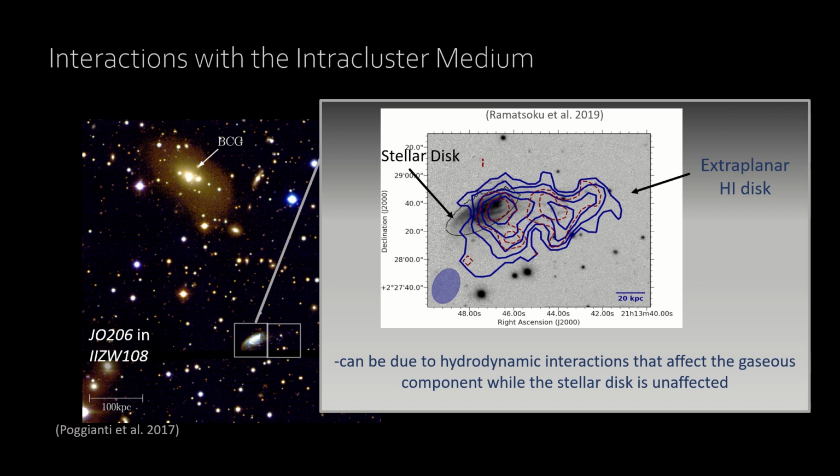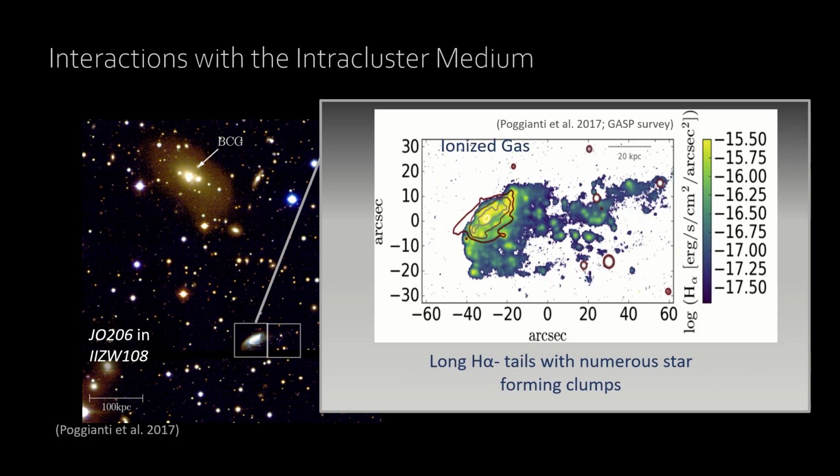stellar distribution remains unaffected. A similar tail of displaced gas is seen in the H-alpha map observed with MUSE, the Multi-Unit Spectroscopic Explorer on the Very Large Telescope. The tails are characterized by both regions of diffuse emission and bright knots, perhaps from triggered star formation. Because of their peculiar morphology, the galaxies are popularly referred to as jellyfish galaxies.